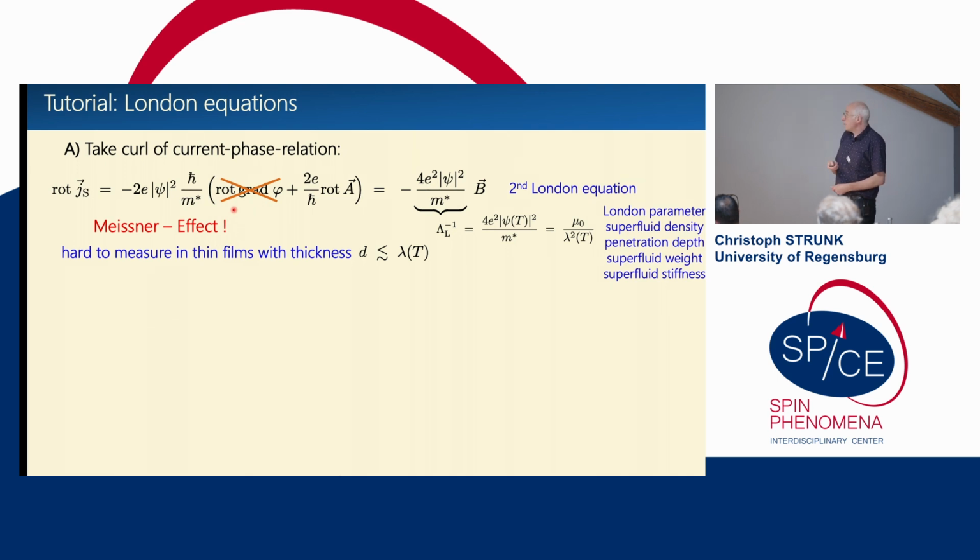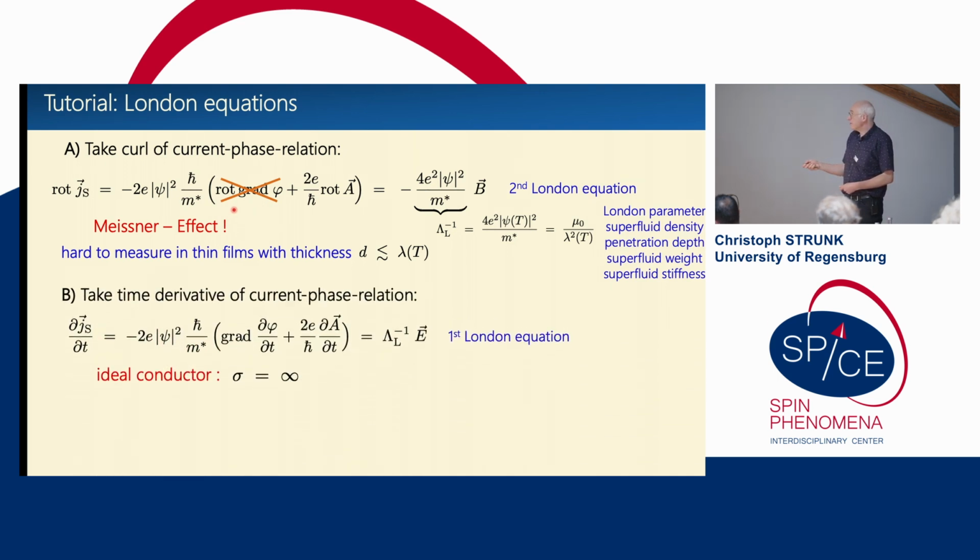The second thing we can do is to take the time derivative, and this time derivative of the phase here produces our electrostatic potential. And here the gradient of this electrostatic potential is the electric field together with the time derivative here of the vector potential. So taking this time derivative produces the first London equation, which relates the time derivative of the current with the electric field and with the very same parameter.